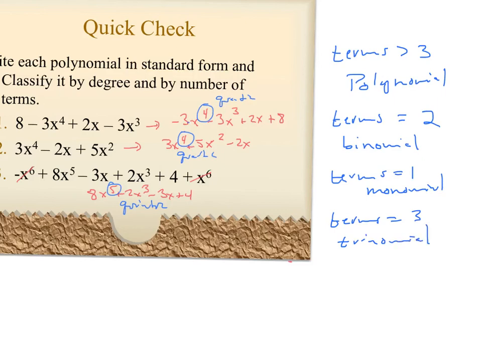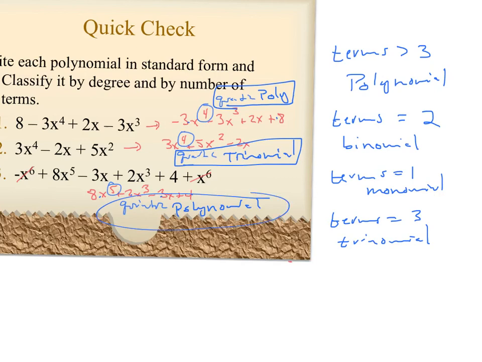Okay, so let's go ahead and look back here. We have 1, 2, 3, 4, so this is a quartic polynomial. 1, 2, 3, this would be a quartic trinomial. And 1, 2, 3, 4, quintic polynomial. And that's how we classify by number of terms and degrees.